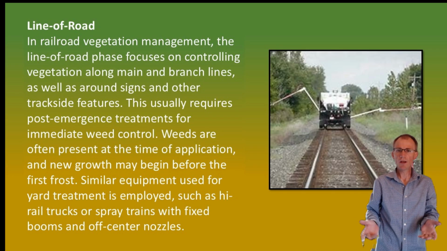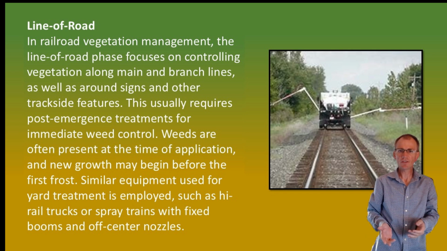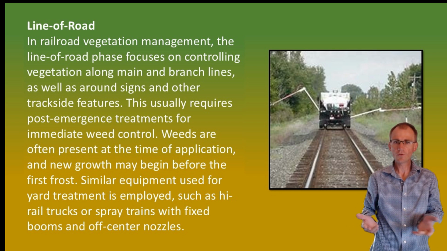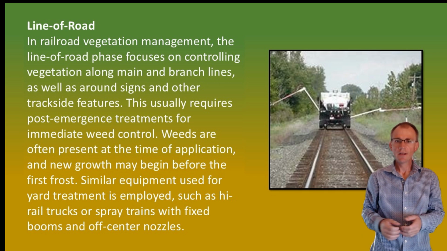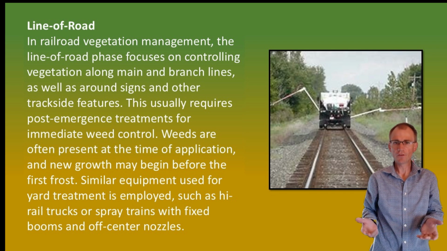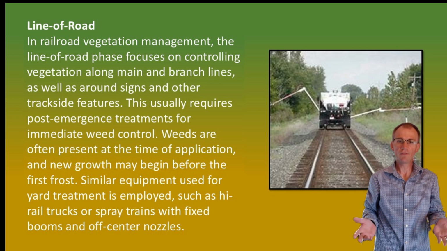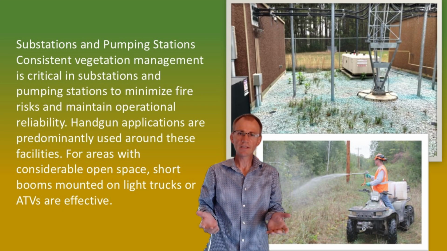Line of road. In railroad vegetation management, the line of road phase focuses on controlling vegetation along main and branch lines, as well as around signs and other trackside features. This usually requires post-emergence treatments for immediate weed control. Weeds are often present at the time of application, and new growth may begin before the first frost. Similar equipment used for yard treatment is employed, such as high rail trucks or spray trains with fixed booms and off-center nozzles.